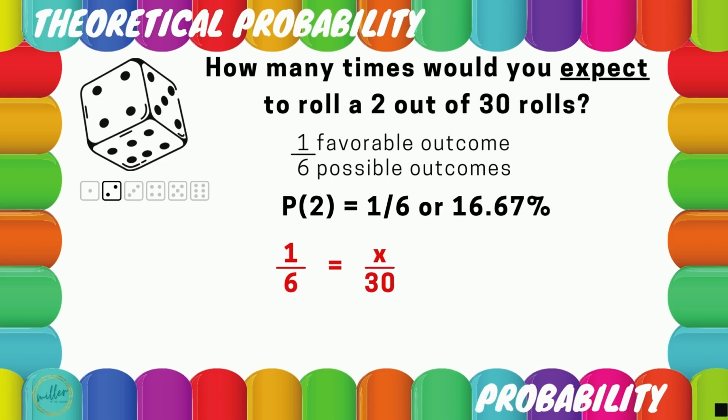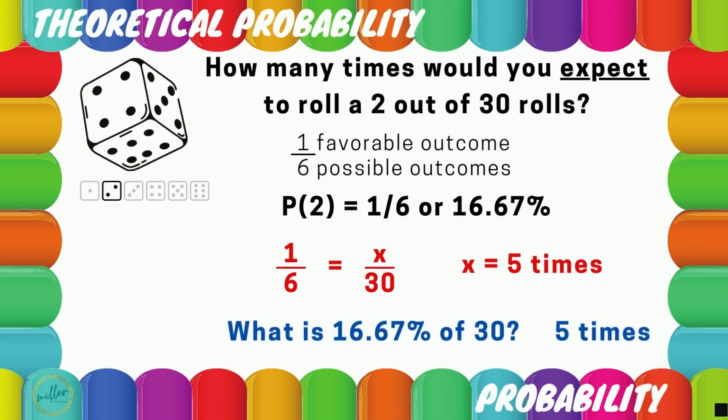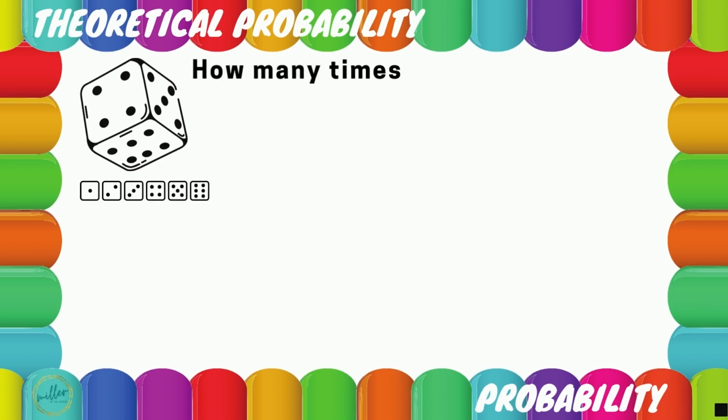Since we know the probability of rolling a 2 is 1/6, we can set that up as part of a proportion, and the whole is 30 rolls. We're trying to figure out how many rolls would be a 2 out of 30 rolls. It should be proportional with 1/6. So solving that proportion would give us 5. We could expect to roll a 2 5 times out of 30. And if working with percents and decimals is more up your alley, you could try it like this. What is 16.67% of 30? And when you figure that out, you should get 5 times also.